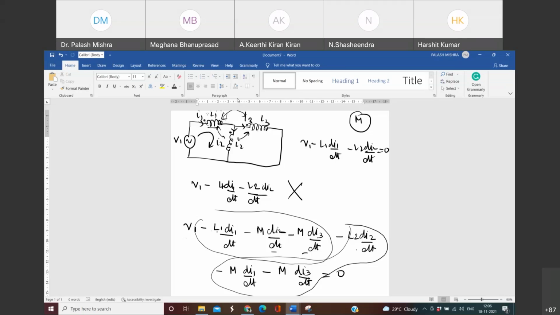So this is how you have to write down the equation. Now they may give that this dot is not here and this dot is here. So what happens? Here the current is entering the coil and here the current is leaving the coil. So the mutual inductance between coil 1 and coil 2 will be of opposing nature to L1. So this will come out to be positive, and this will also be positive.